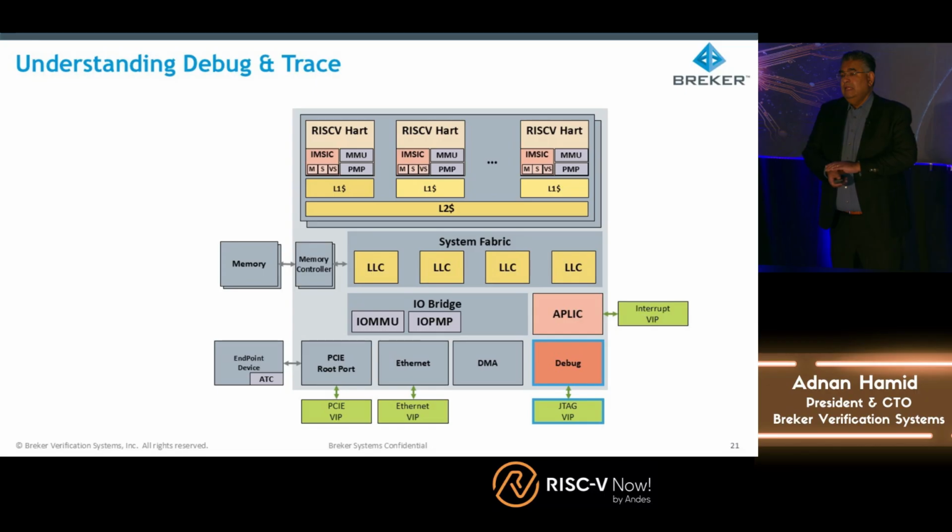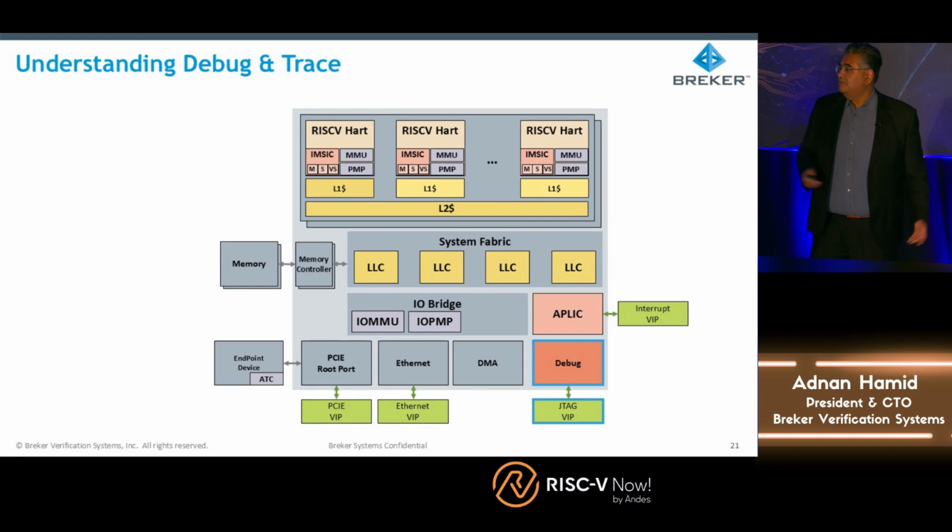Okay, let's talk about debug and trace. So debug is, OCD, a lot of bugs, right? How do we connect to JTAG and debug our chip or our system when it's in the lab? So we have a RISC-V debug specification.